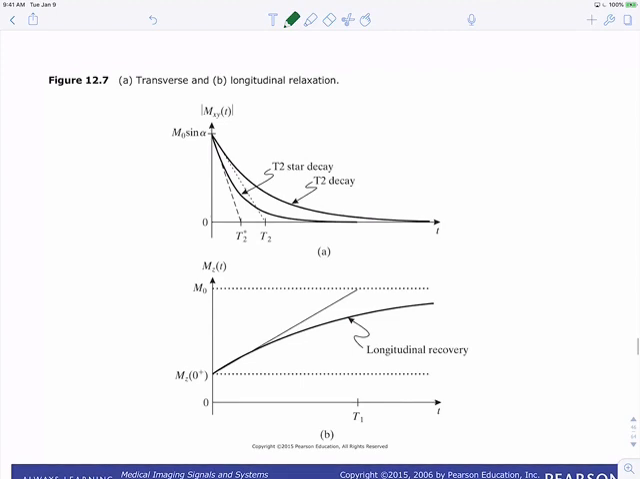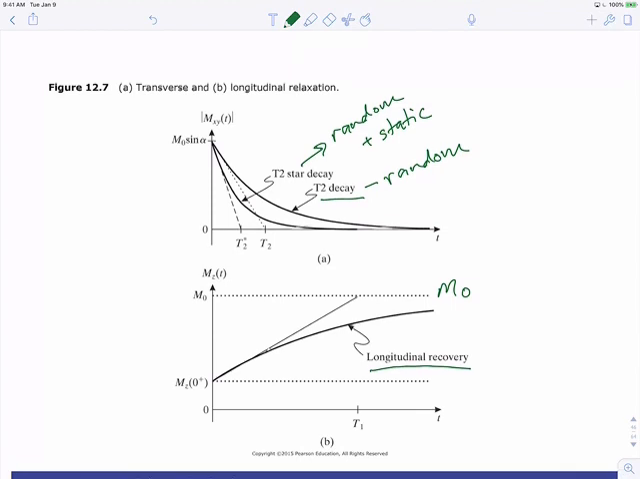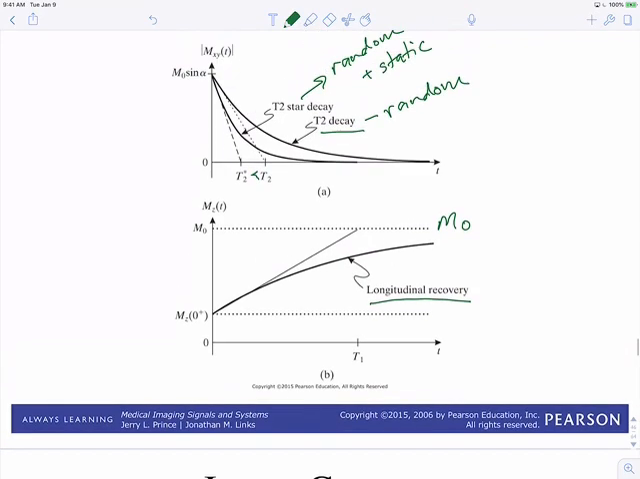This is just summarizing. This is from the book. So we have the longitudinal recovery, and that's just recovery to M sub 0. And then we have T2 decay, which is due to random motion. And then the T2 star, which is random plus static. Okay? And this decay, the T2 star, is always going to be less than the T2, because it has both the random plus an additional component. Okay, any questions about that?